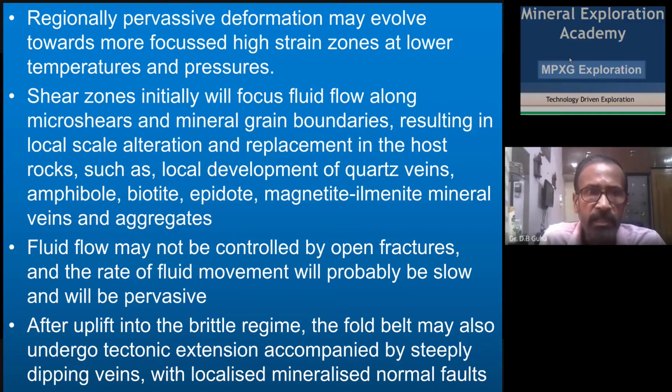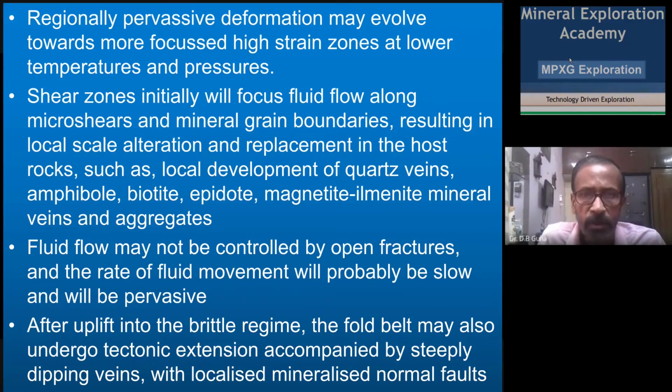Within the major shear zones, there will be several micro shears in different directions of different generations, and also along the mineral grain boundaries. These are where the mineralizing fluid penetrates through and deposits its metal into the host rock, resulting in local scale alteration and replacement in the host rock, such as local development of quartz veins, amphibole calcite veins, amphibole veins, biotite, epidote, magnetite, ilmenite veins, and aggregates, etc. So these shear zones are very important, brittle and ductile both, in terms of their mineralizing solution being deposited into it and into the rock type.